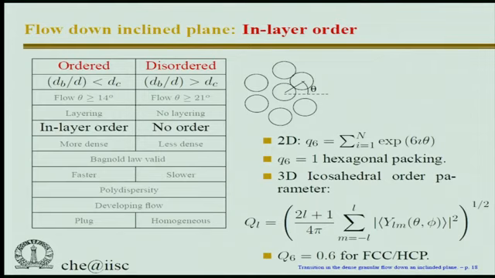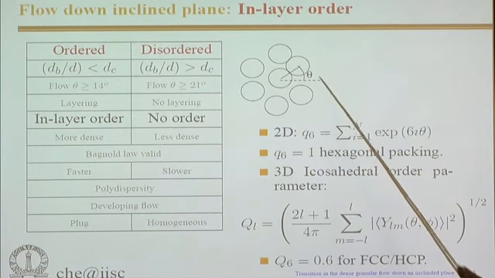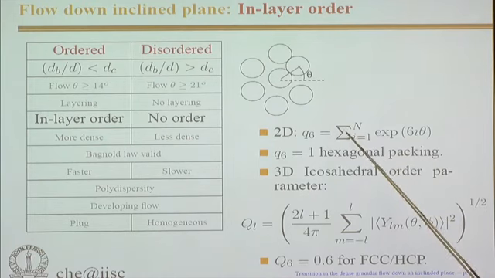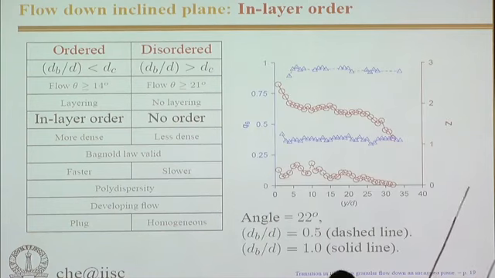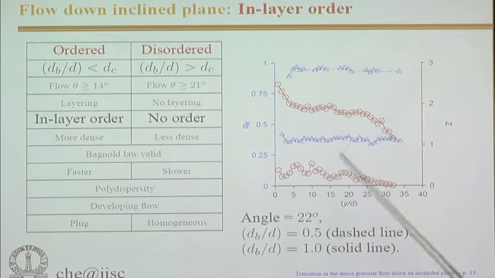Okay, Q6 is the hexagonal order parameter. You take any axis, the angle with respect to that. You take e to the power 6i theta, and if it's hexagonal, this will be 1, and if it's random, it will be 0. Similarly, you can define a 3D icosahedral order parameter for FCC and HCP lattices. And in this case as well, you see a transition. Okay. So concentrate on the blue curves. These are Q6. This is for the ordered state. You see it's close to 1. For the disordered state, it's close to 0.